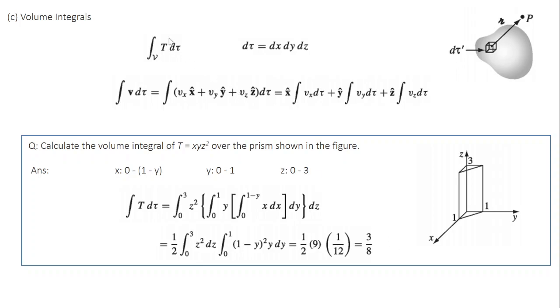Volume integral of a scalar function T is defined as integral T d tau, where d tau is an infinitesimal volume element. In Cartesian coordinate system, you can define d tau as dx, dy, dz. You will encounter volume integrals quite often in physics, usually in association with densities. If you take mass density and calculate the volume integral of that, it gives you the mass.